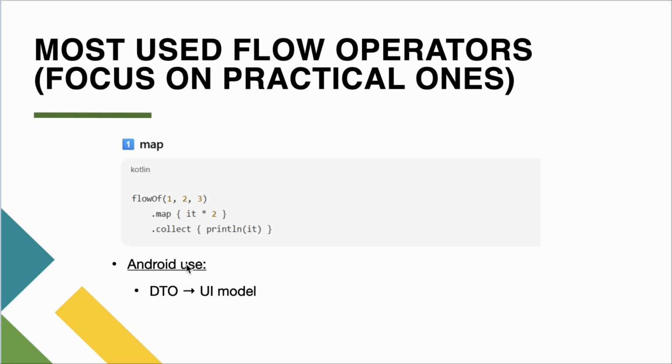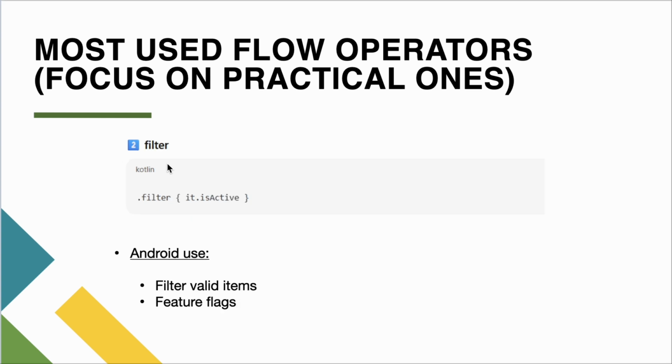The Android use case would be DTO, for example, from the data class you do some modification and you pass it to the UI model. So that's how the map operator is useful. All right, for example, if you need to change the shape of the data, simple, you just make use of the map operator. Now the second operator that comes into picture is the filter one.